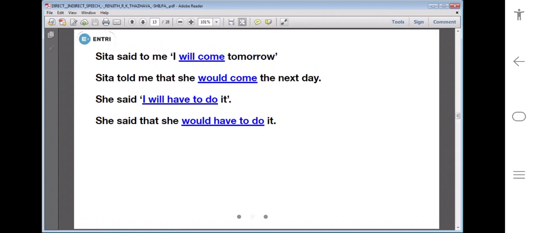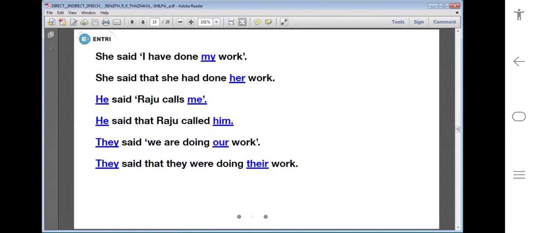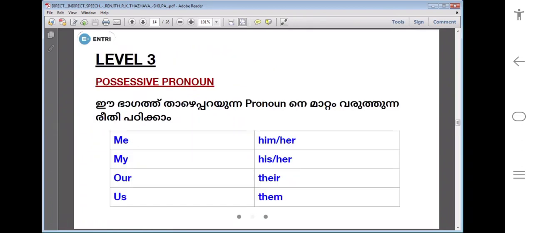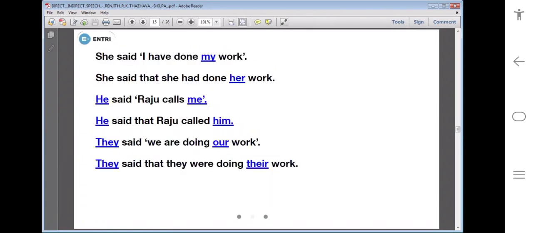Okay, another thing you can see here. Let's see. She said, I have done my work. Here they have shown the change of pronoun: my becomes her according to the subject of the person who said. She denotes female gender, then you have to write here her. In the same way you need to change.